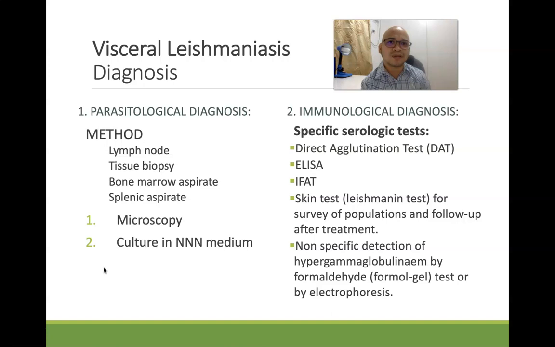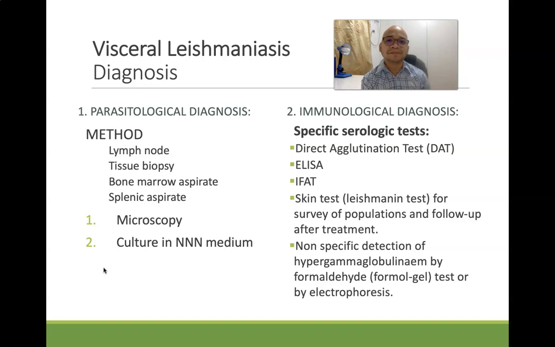It is called NNN because it's Novy, N-O-V-Y, and then the second N refers to MacNeal, which is spelled M-A-C-N-E-A-L, and then the last is Nicolle, N-I-C-O-L-L-E. So Novy, MacNeal, Nicolle medium. It's a simple mixture of 0.6% sodium chloride, and then you add it to blood agar so that you'll be able to make a slant or a slope. That will allow the laboratory to grow amastigotes in the culture.